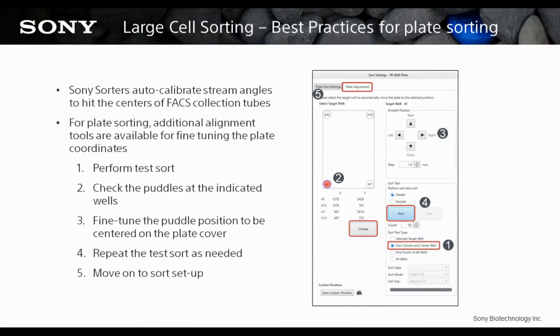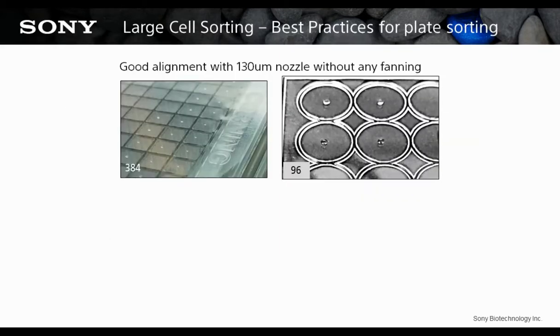Sony sorters auto-calibrate stream angles to hit the centers of FACS collection tubes. However, as shown on the right, additional alignment tools are available for fine-tuning the plate coordinates. Importantly, you can perform a test sort onto a plate cover using your cells in the droplets, and you can adjust each corner's alignment independently of the other corners. It takes only a couple of minutes to follow the steps outlined here, and a lot of times 96-well plates are already close to perfect alignment.